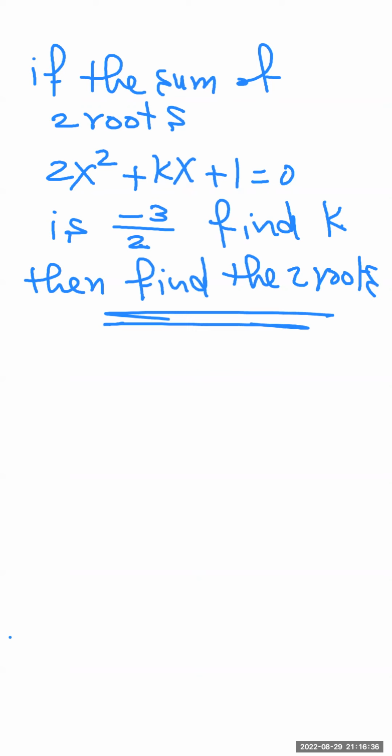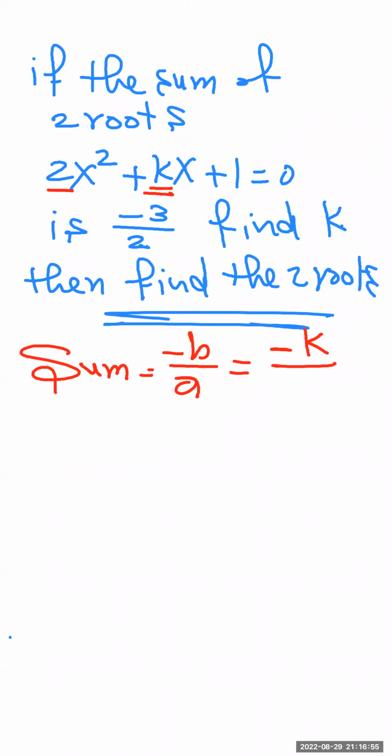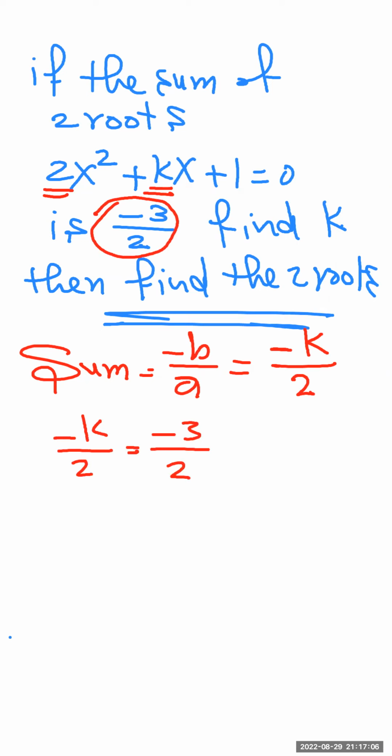It's also very easy. Here, the sum of the two roots is given. The sum equals negative b over a. Now the sum equals negative k over 2. The sum is given as negative 3 over 2. So simply negative k over 2 equals negative 3 over 2, so k will equal 3. Correct, guys?